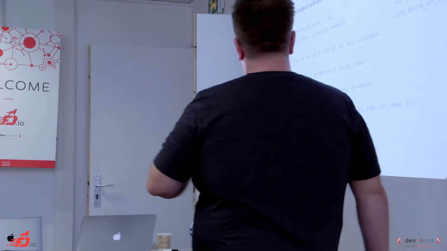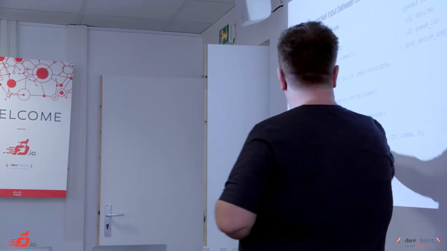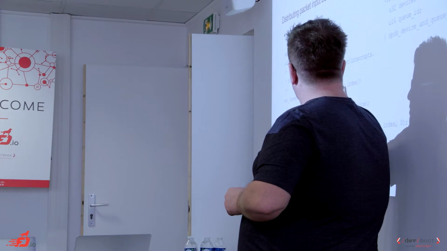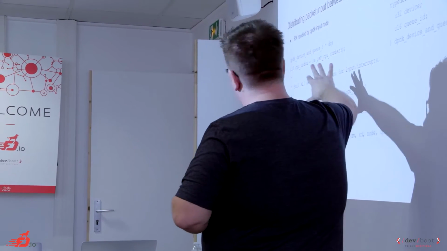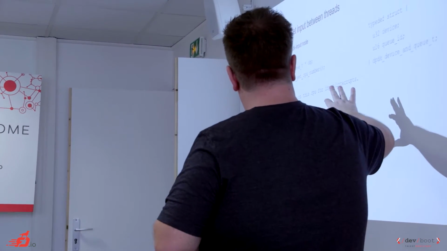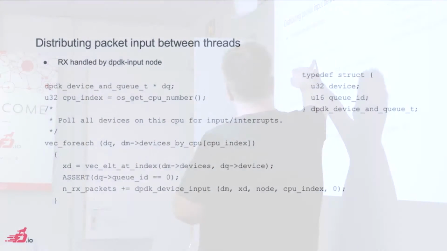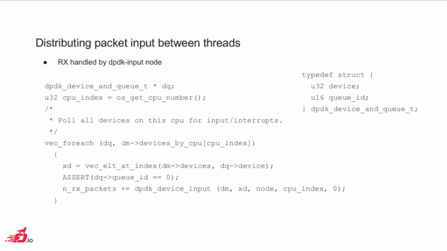We are basically looping through the list of devices by CPU, based on CPU index. This code will be executed on all worker threads, but this line here will give us the number of the thread where we are running. If we are running on worker number 1, CPU index will be 1. If we are running on worker number 2, CPU index will be 2, and so on. This is how we know that our function is running on a specific worker thread.